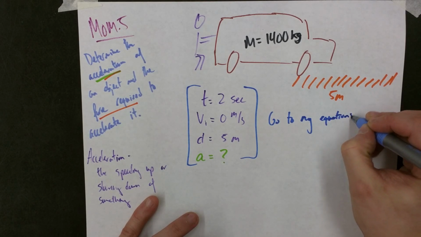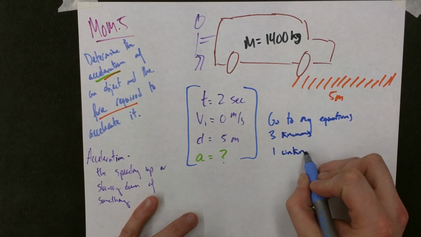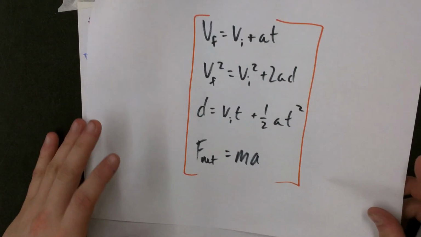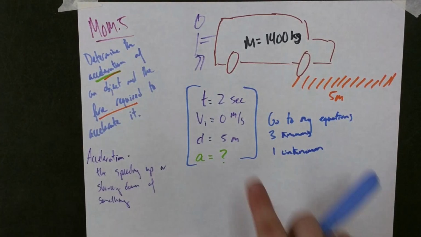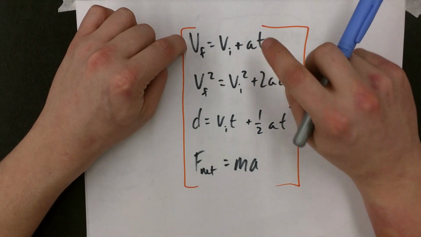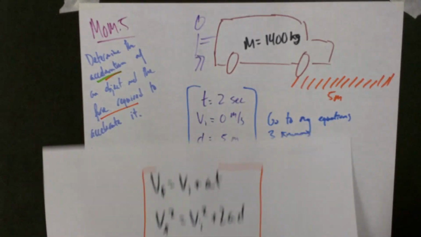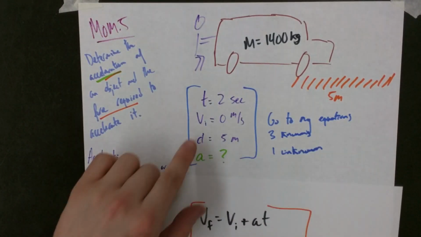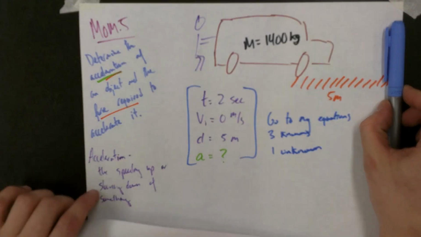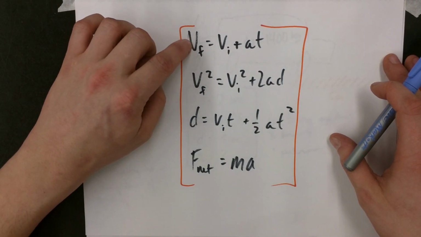It's important that I have 3 knowns and 1 unknown. I'm going to look through my equations and see which one can fit these here. Let's go systematically from top to bottom. Okay, could I use this equation to solve for acceleration? Well, it does have acceleration in it. That's great. It does have time, and I have time. Oh, it even has initial velocity, so I have that. Do I have final velocity? Do I know the speed of this car after it moves 5 meters? No, I don't. So I can't use that because it has VF in it.